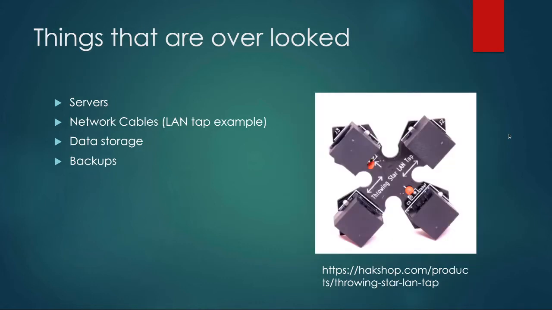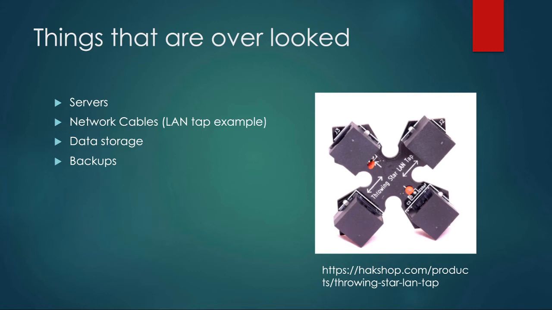Now, when we talk about physical security, we actually have to worry about the servers, whether it's server rooms or server racks. We have to think about things like network cables. If you look at this image, this is actually called a throwing star LAN tap. What this does is it gives you the ability to see the information that's being sent over network cables.